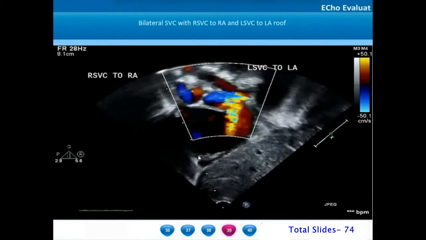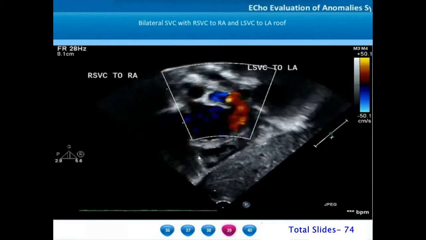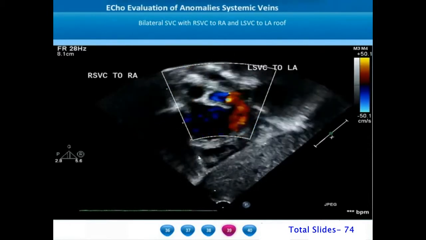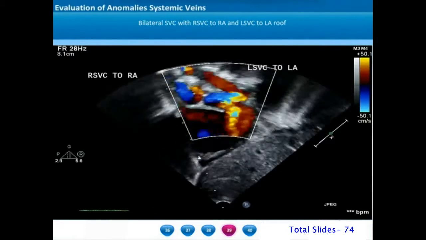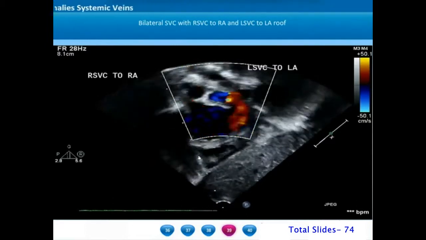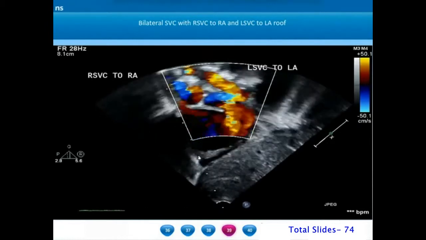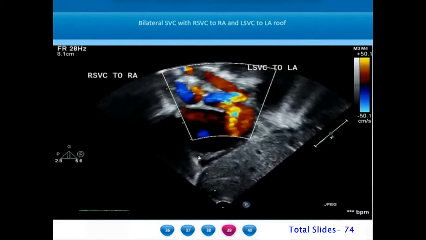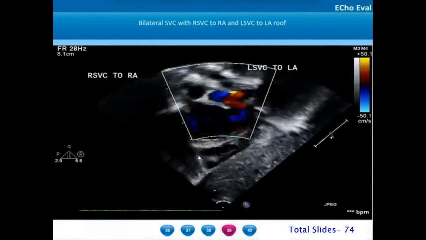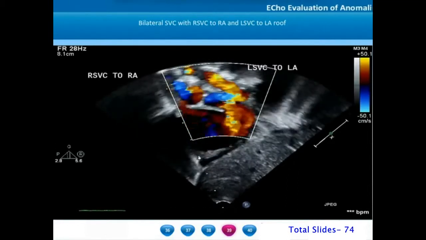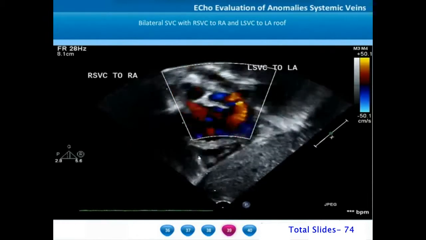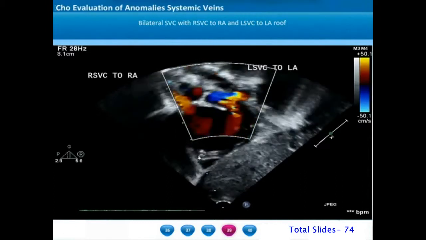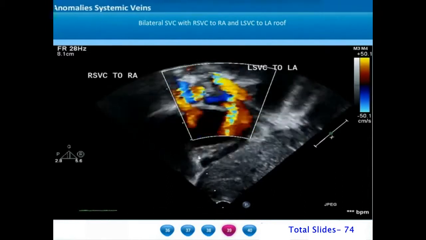On a subxiphoid sagittal view, we can notice the normal drainage of the right superior vena cava into the right atrium. The entire atrial septum is seen to be intact except in the most caudal region, where there is a flow of blood from the left atrium into the right atrium. This region is the ostium of the coronary sinus, and the ostium of the coronary sinus acts as a coronary sinus atrial septal defect.